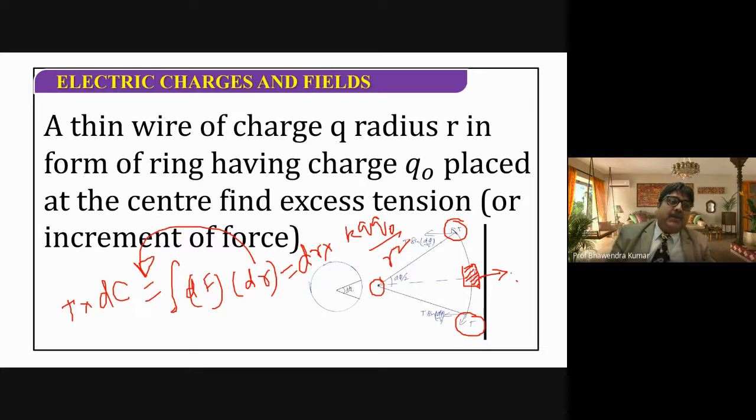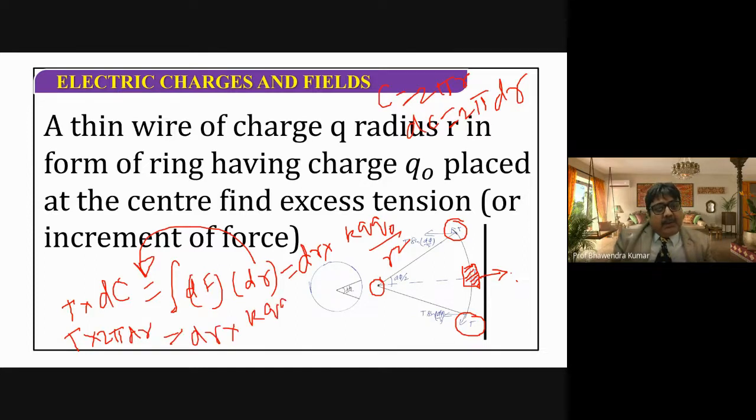Now, on the left hand side, C represents circumference. Now circumference is 2 pi r. So dC will be what? 2 pi into dr. So on the left hand side, we write T into 2 pi into dr. On the right hand side, we write dr into k q q naught by r square. This dr will be cancelled. Only this 2 pi is to be shifted here, and we get the answer. What is the value of T? K q q naught by 2 pi r square.